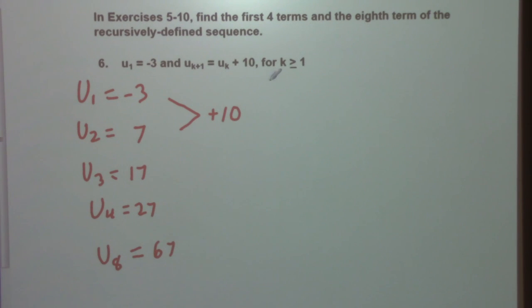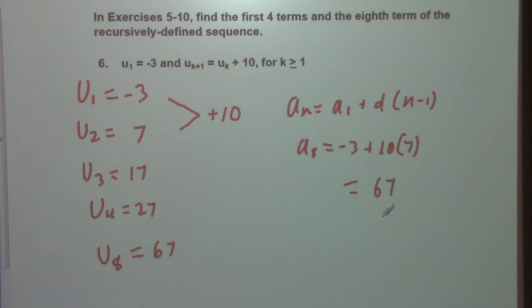Yeah, 67. And according to the formula, a sub n is equal to a sub 1 plus d times n minus 1. So we can just use our formula, right? a sub 8 is equal to negative 3 plus d, and d is 10, times n minus 1, which is 7. Negative 3 plus 70 is going to be 67. Okay? That's it. Is that what you got, Karina? Okay, good. Thank you.